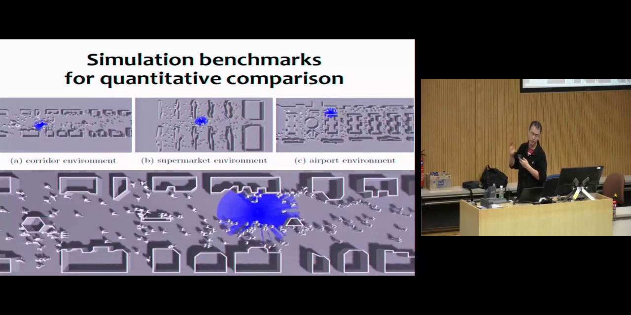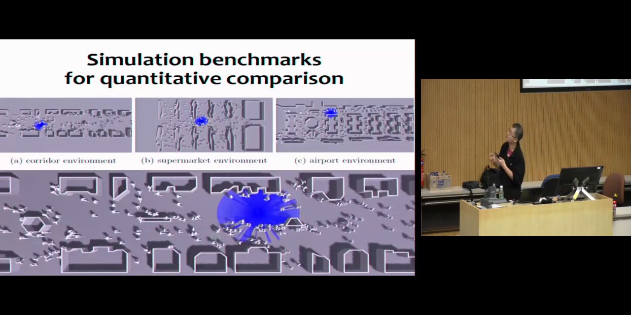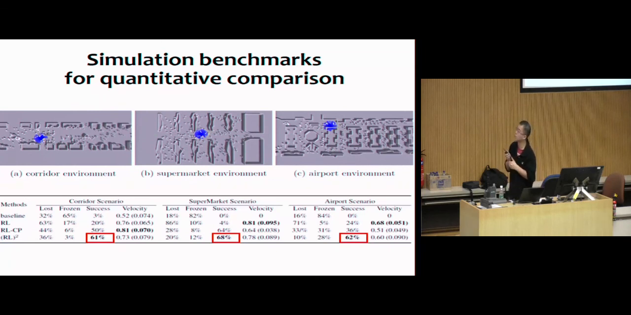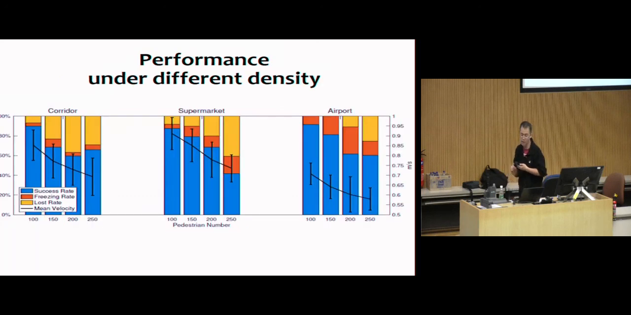In order to quantitatively compare different algorithms, we compare them in three simulation environments. We compare our algorithms with different recovery policies and also policies without recovery consideration. We see that in all the situations our success rate is much higher than before, so the robot can work much better in this environment. The performance at different densities is also the same. Our method is much better than the previous algorithms.